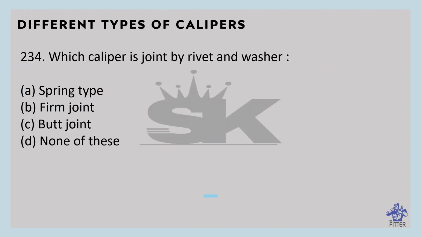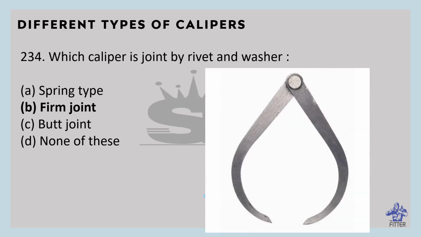Which caliper is joined by rivet and washer? That is the firm joint caliper. You can see here in the image, this is the rivet and washer. So we can say this is the firm joint caliper.